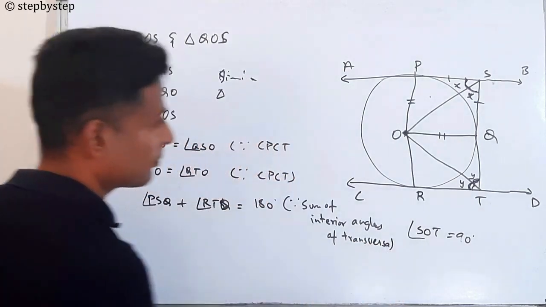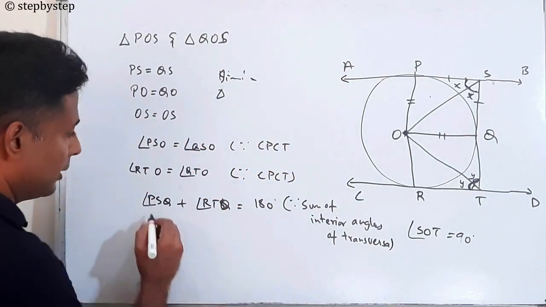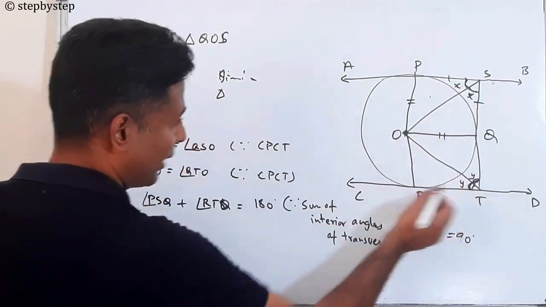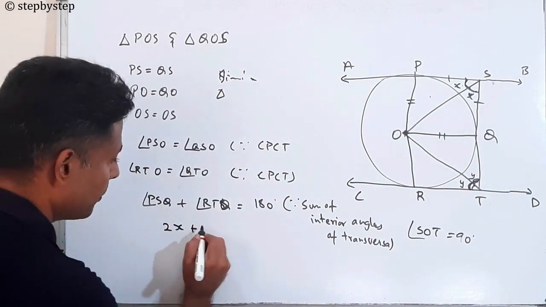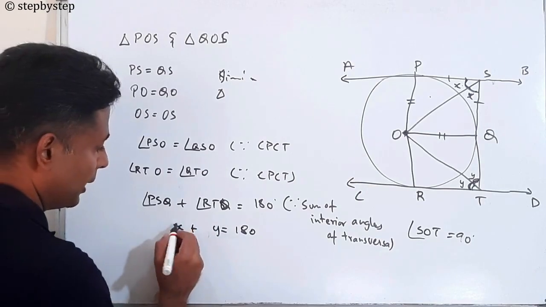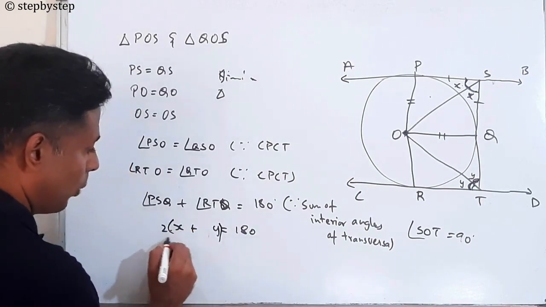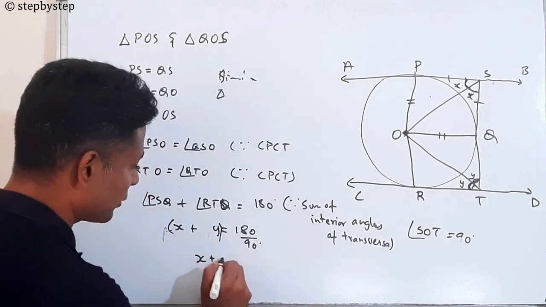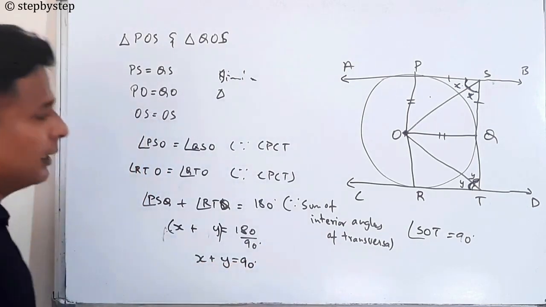All right. So we have this. Now PSQ plus RTQ is composed of x plus x plus y plus y. So we have 2x plus 2y equal to 180. I can take 2 common, you get x plus y equal to 180. This 2 when it goes on the other side it becomes 90. So I get x plus y equal to 90 degree.